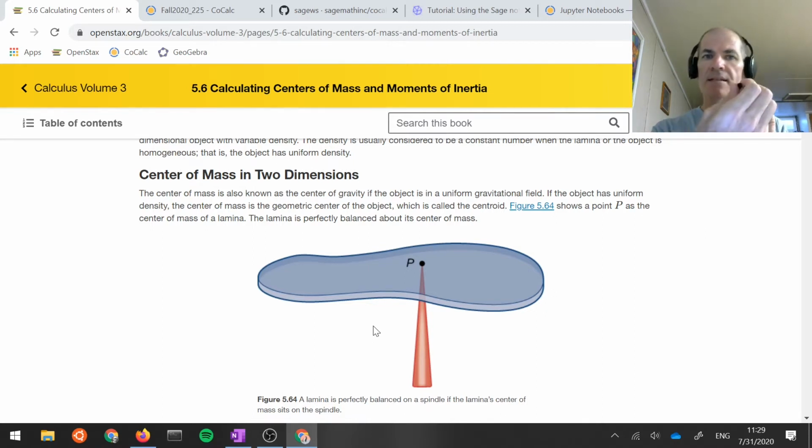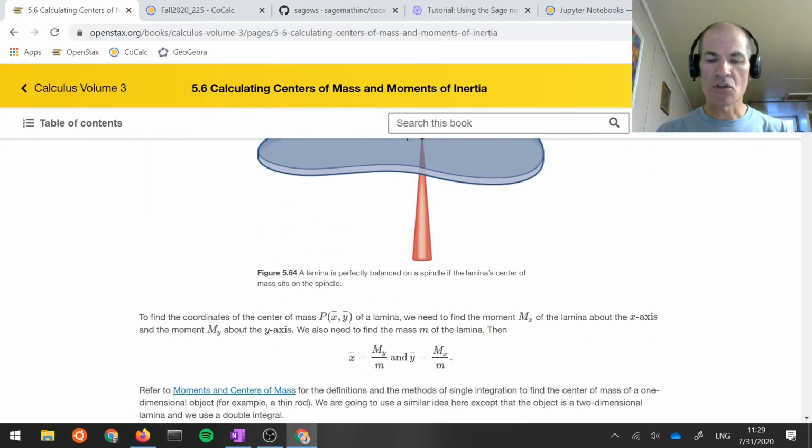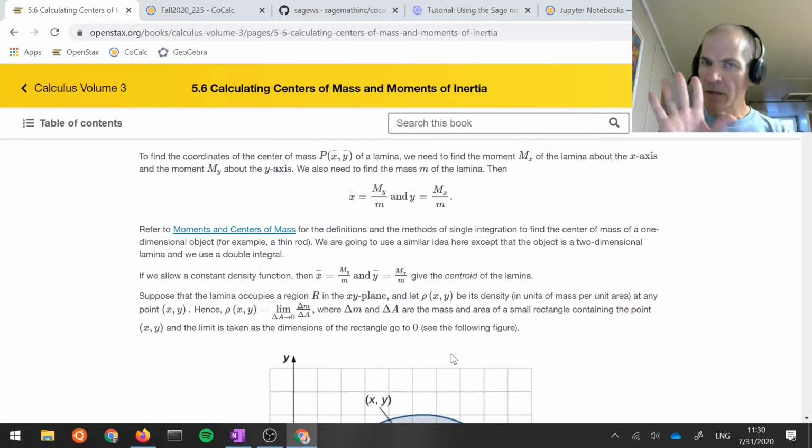Now, the tendency to twist about the y-axis actually depends on how far you are from the y-axis, and that is given by the x-coordinate. So there's this weird kind of reversal. The moment about the y depends on the x-coordinate. The moment about the x depends on the y-coordinate. And that's why we see this weird transposition: the x-coordinate of the center of mass depends on the moment about the y-axis, and the y-coordinate of the center of mass depends on the moment about the x-axis. So I just want to get that in the foreground because it can be confusing.